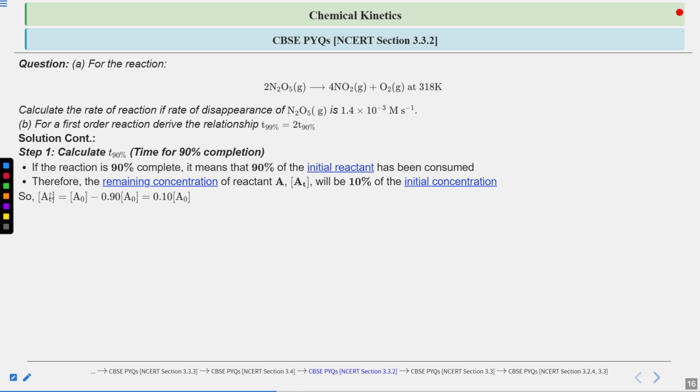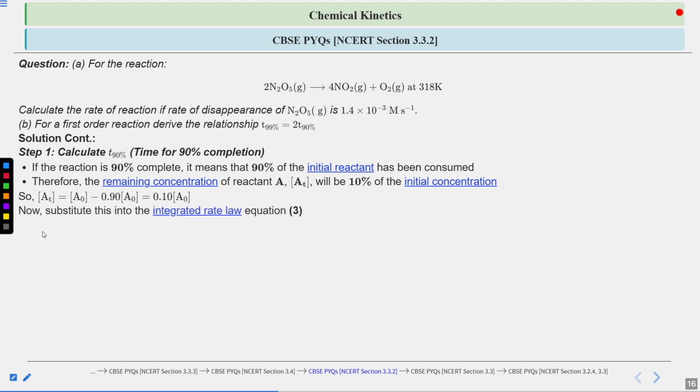So A_t, that is the concentration of A at time t, will be A naught, the initial concentration, minus 0.90 of A naught, that means 90% of A naught. Initial concentration minus 90% of the initial concentration that has been consumed at t 90%. This comes out as 0.10 A naught. Okay, this is simple. If you have any doubt, you can ask. We simply derived the value of the concentration of A at time t as per the given conditions.